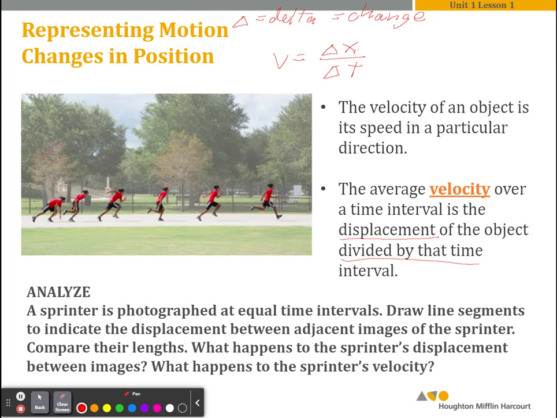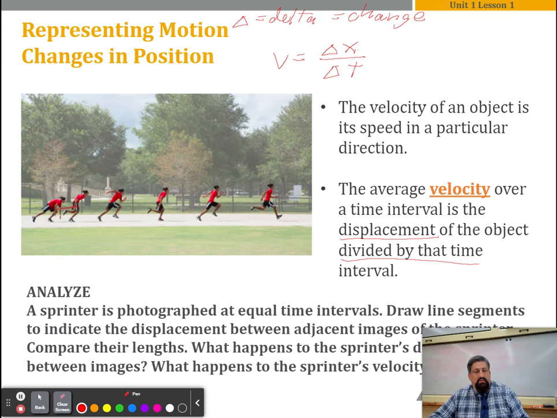So this sprinter is photographed at equal time intervals. What do we see? Well, in this first time interval, the sprinter goes this far. And then in the second time interval, this far. In the third time interval, this far, then this far. What's happening to my lines? They're gradually getting longer. Okay, the lines are getting longer. So these are equal time intervals.